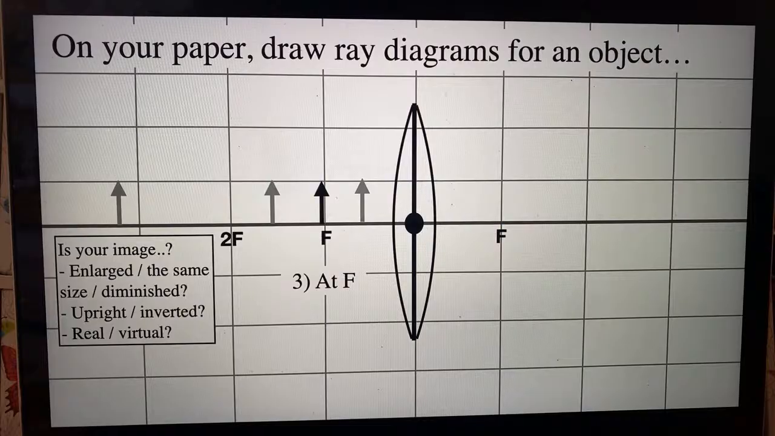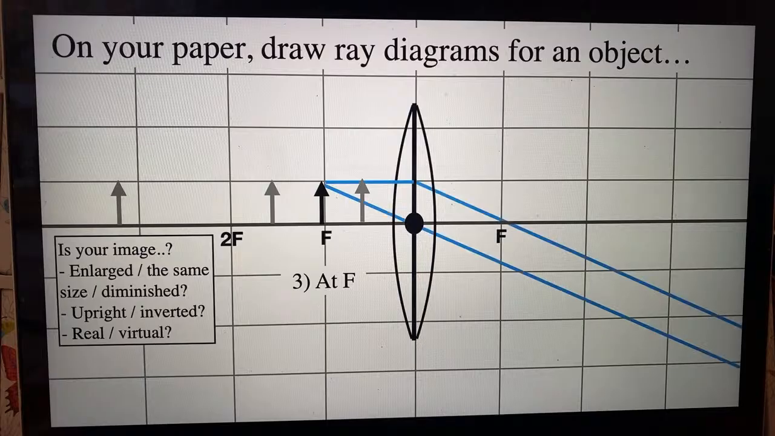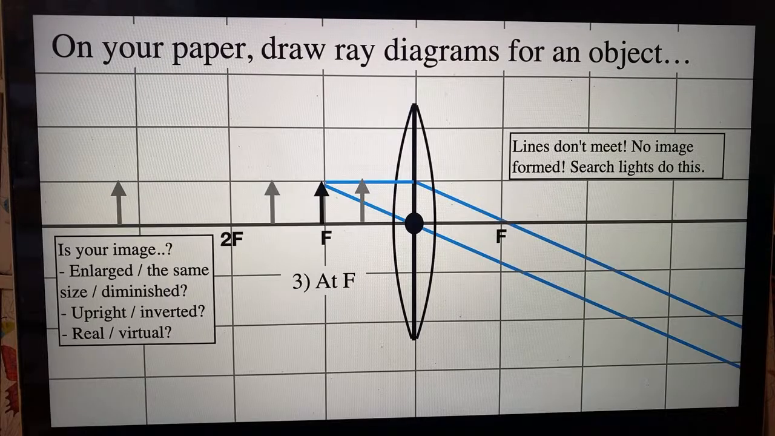Next one. At exactly F, what happens? Okay, so we've got a ray of light travelling parallel to the principal axis and then going through F. We've got another ray of light just going straight through. Oh, gasp. The lines don't meet. So we have no image, but that can be useful too. That's used for searchlights, that one.